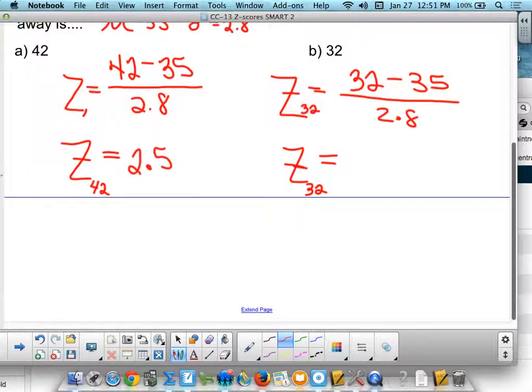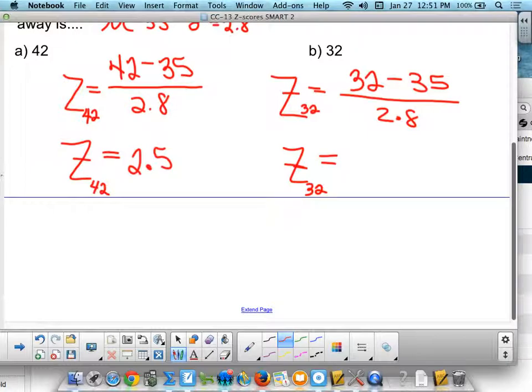Is it okay if I do this, guys? If I go, what's the z-score of getting a 42, 2.5? What's the z-score of getting a 32 on my test? And you'll tell me in a second, won't you? Jaden, what'd you get? You got what? Haven't gotten it yet. Yeah, you have. You're staring right at it.